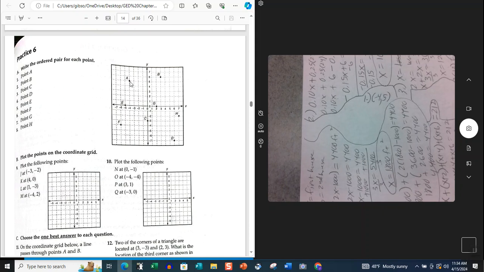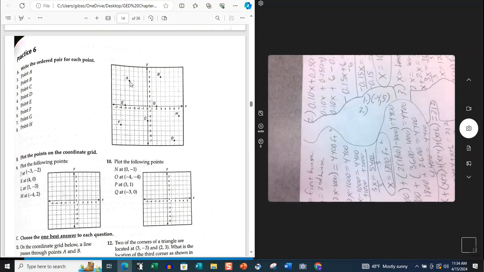Now, I'm going to check in the back of the book because I want to know if they have you write the letter first, then the coordinate. Sometimes they do require you to do that, so I just want to be consistent. Now, I look back here and they did not have you do that. So now we go to number 2.